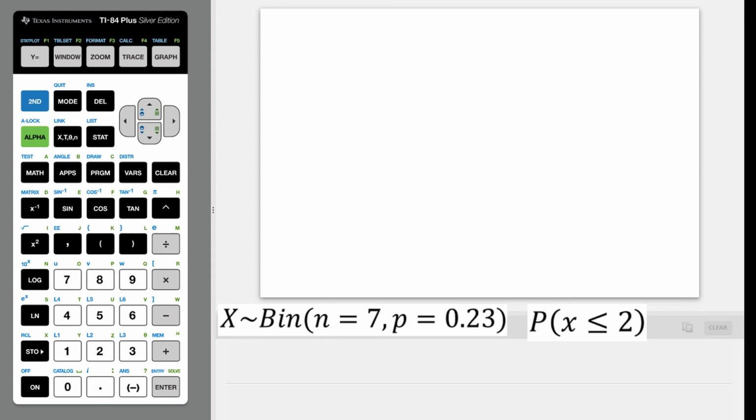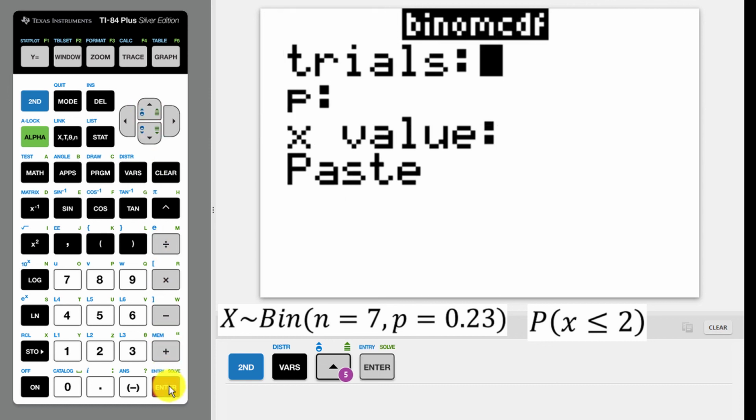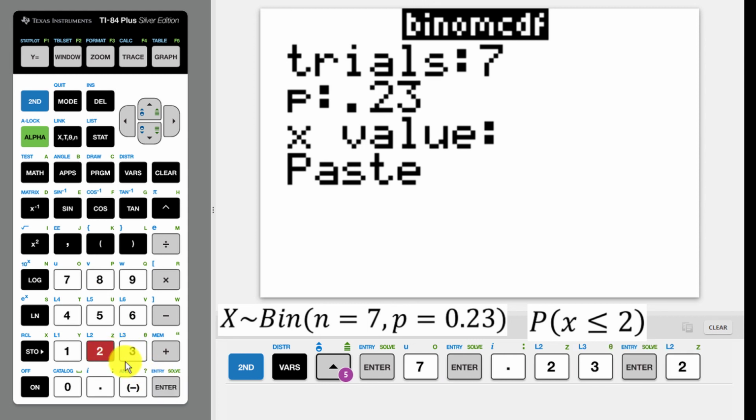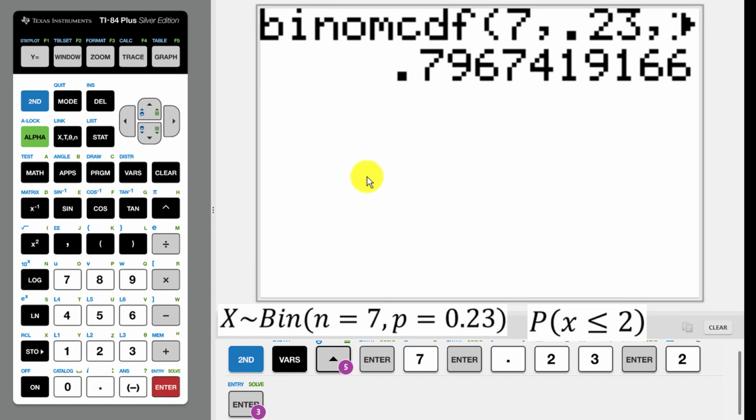In the calculator, we go again to second, distribution, arrow up until we get to binom CDF, and then we put in 7 trials, p is equal to 0.23, and x is equal to 2. This gives us 0.7967, or a 79.67% chance that at most 2 people die from heart disease out of a sample of size 7.